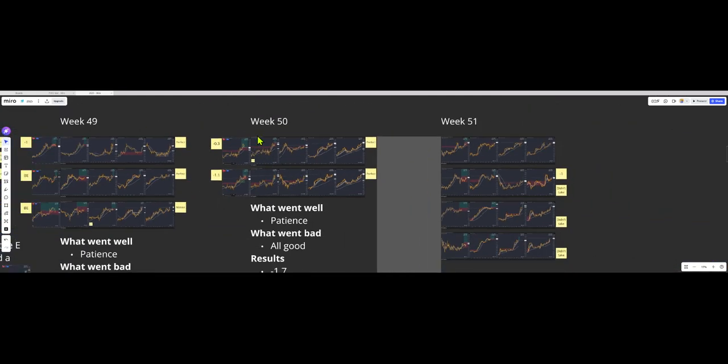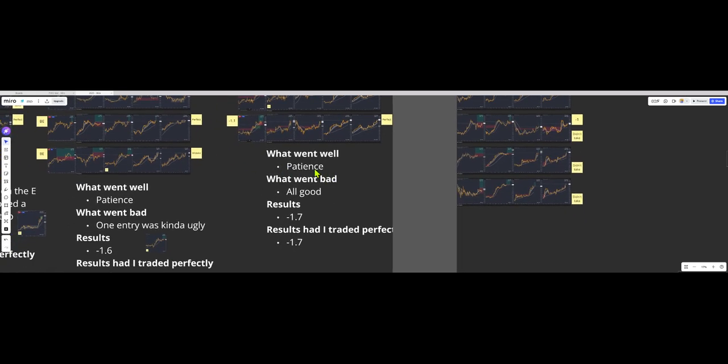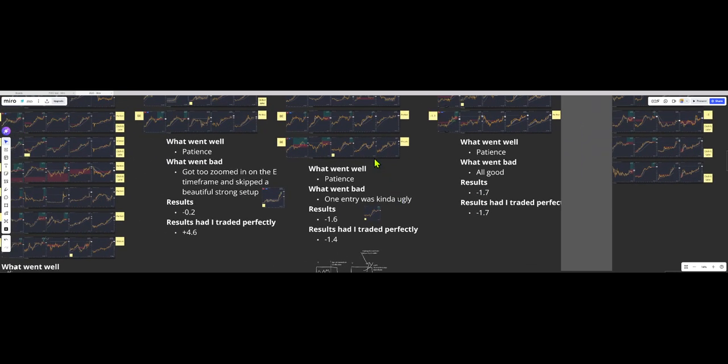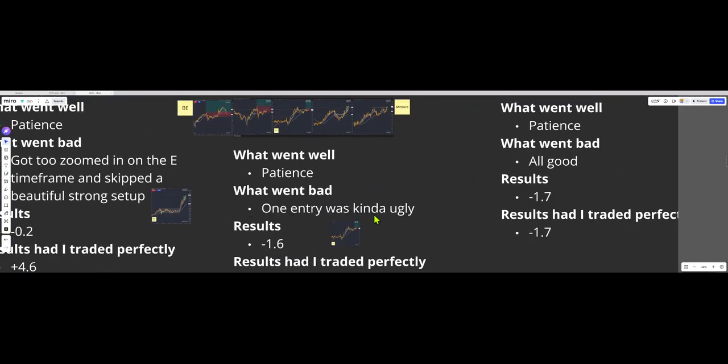Looks like last week I only took two trades over here. What went well was I was really patient and no mistakes. That's awesome. And my results were minus 1.7, and same if I traded perfectly. That's nice. I'm gonna look at the week before.